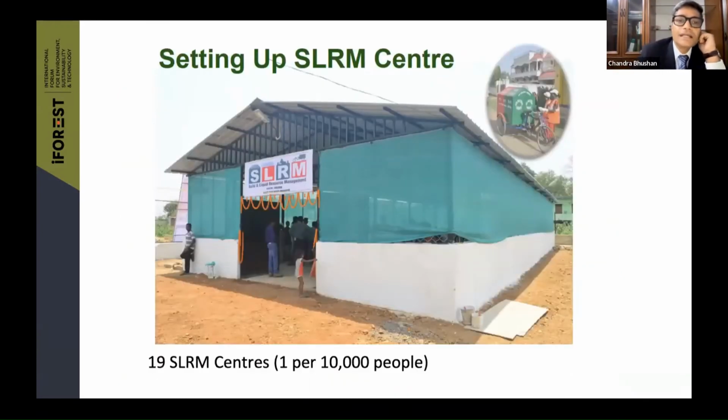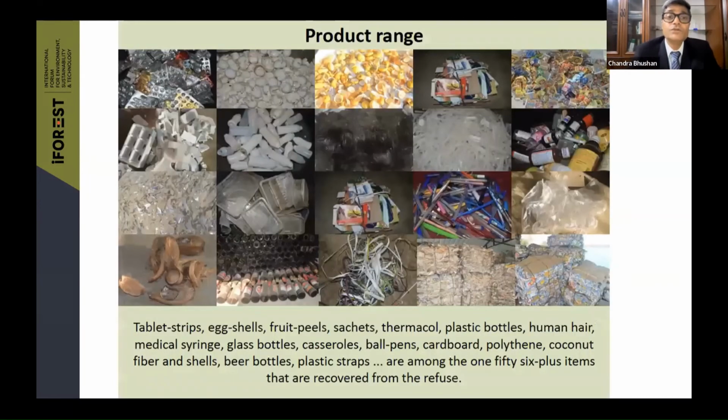This is the Solid and Liquid Resource Management Center, the SLRM Center. For every 10,000 people, they have set up one center. This is the thumb rule. What does the center do? They segregate waste. Further, in Ambikapur, they segregate dry waste into 56 items.